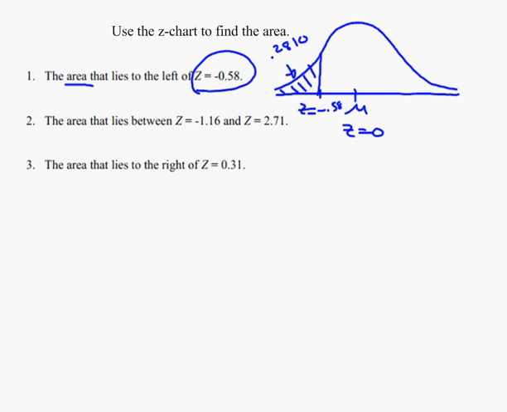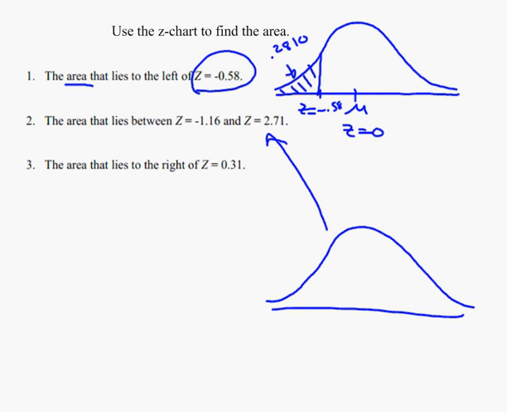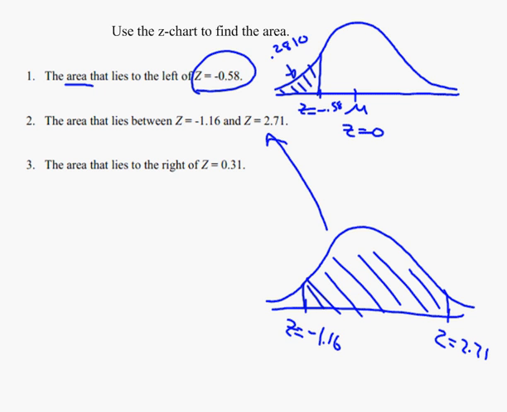If you look at a problem like 2, they want the area between two z-scores. I'm going to discuss a couple of ways you can look at this. Here's z equals negative 1.16 and z equals 2.71. They want the area between. If we think about how the z-chart works, the z-chart only gives us area to the left of a z-score. So we could look up this little area pretty quickly by going to negative 1.16 on the chart and finding that number.